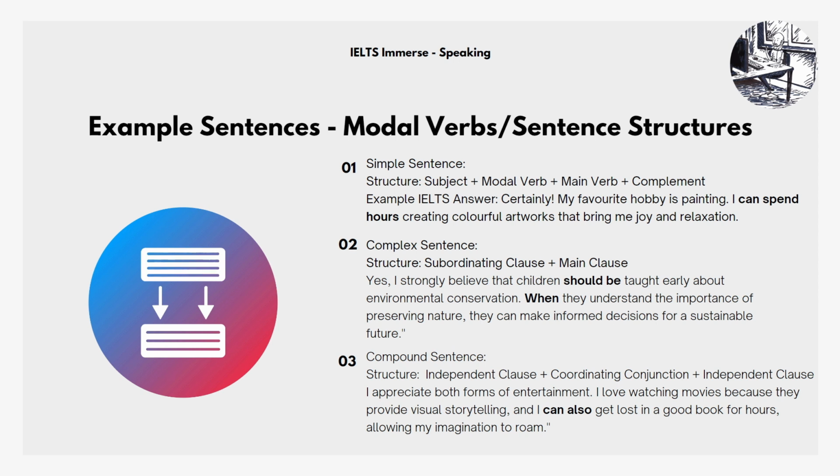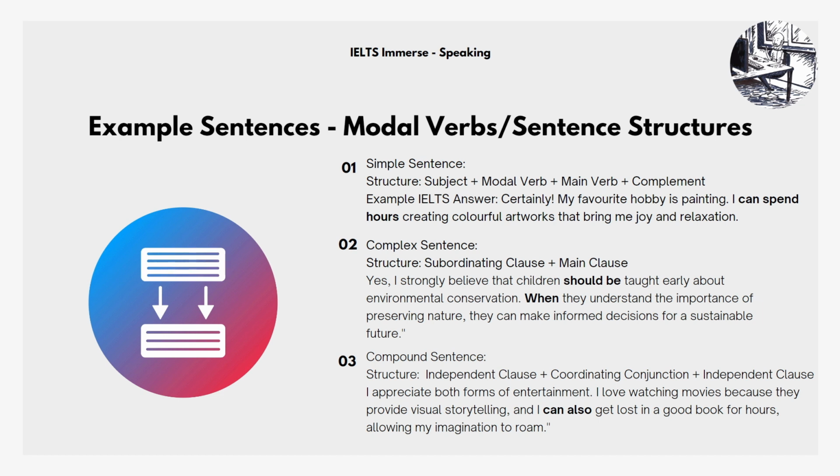Here are a couple of simple sentences put together. Nothing wrong with that, but we don't want to do it all the time when we are answering questions for IELTS. A complex sentence would have a subordinating clause. Now, subordinating clause, what is that? Okay, let's have a look at the example answer again. Yes, I strongly believe that children should be taught early about environmental conservation. When they understand the importance of preserving nature, they can make informed decisions for a sustainable future. So the subordinating clause and the main clause, they are added together to make a complex sentence.